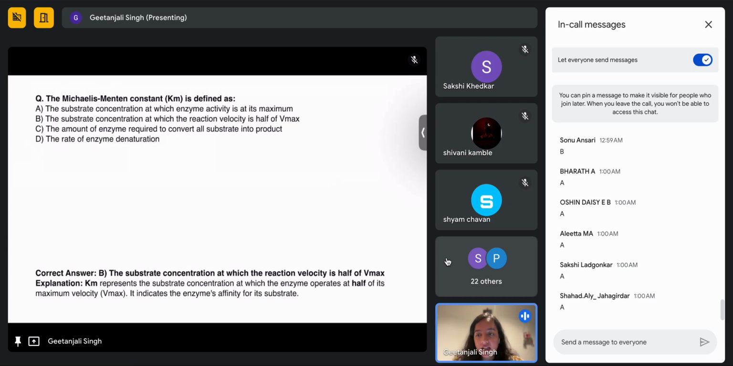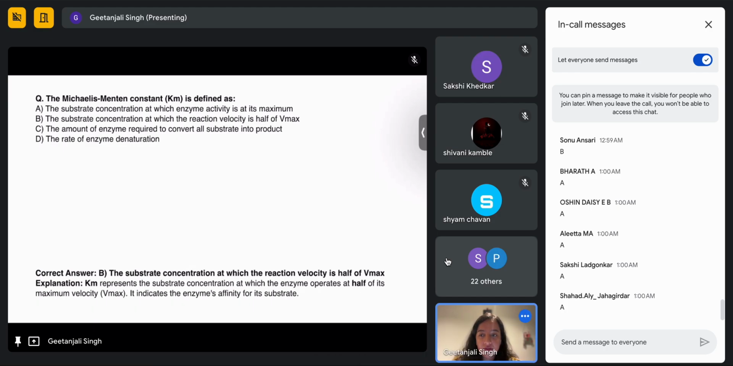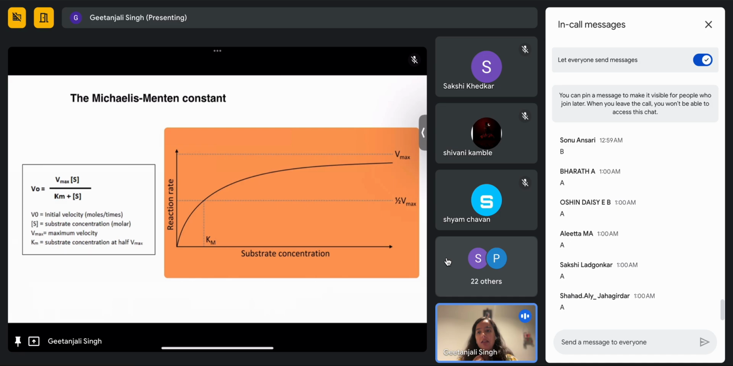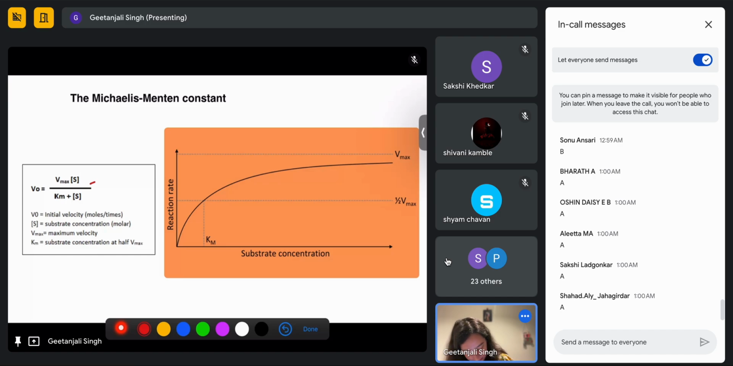So the correct answer is the substrate concentration at which the reaction velocity is half the Vmax, Vmax by 2. Let's discuss what Michaelis-Menten constant is. Instead of deriving everything, I'll just ask you to remember this equation. V naught is equal to Vmax times the concentration of S, divided by Km plus the concentration of substrate.